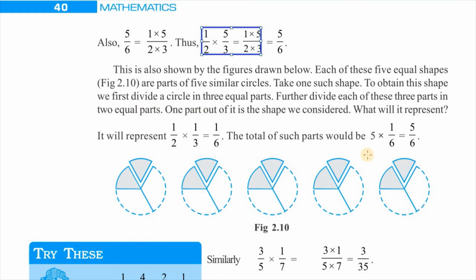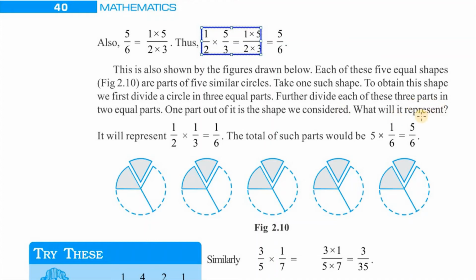Next, there's another pictorial representation for us. This is also shown by figures drawn below. Each of these 5 equal shapes are parts of 5 similar circles. Take one of the shapes. To obtain this shape, we first divide a circle into 3 equal parts. Further divide each of these 3 equal parts into 2 equal parts. One part out of it is the shape we consider.